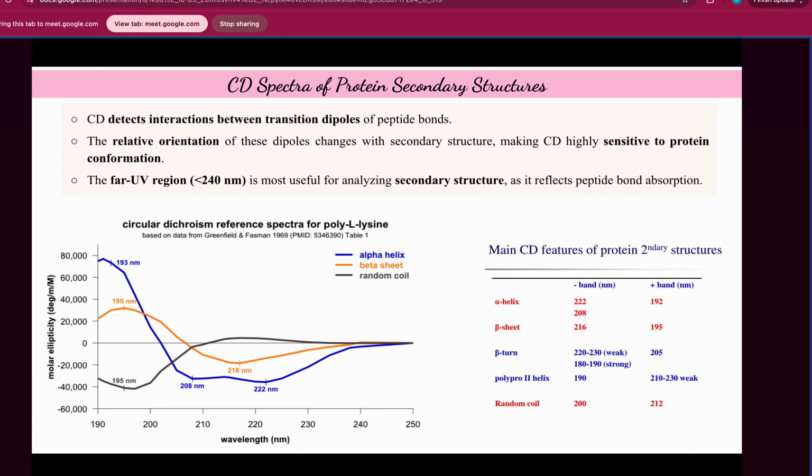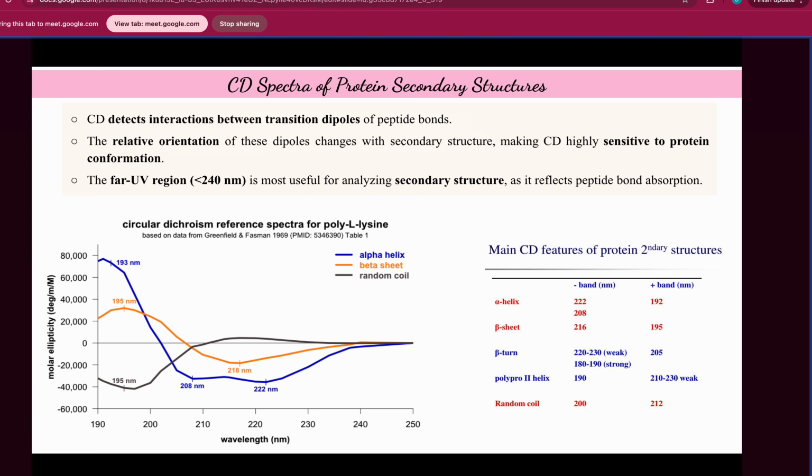So now we'll take the example of protein secondary structures. CD detects the interaction between the transition dipoles of peptide bonds. The relative orientation of these dipoles changes with secondary structure. The main principle of spectroscopy is that an EM wave should bring about some change in the atom, and only then will we be able to study it. In the case of CD spectroscopy, the change happens due to the orientation of these dipole moments. So if there is a change in the relative orientation, then different CD spectra will be obtained.